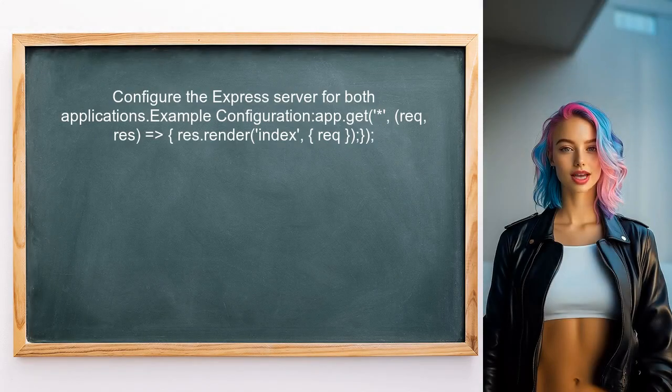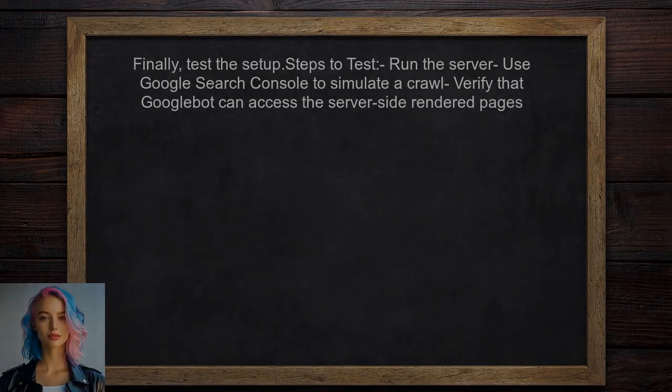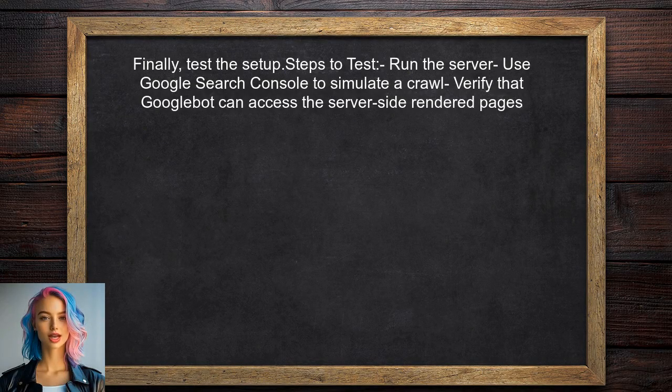Now, the user should configure their Express server to serve both the client-side and server-side rendered applications. This involves setting up routes and ensuring that the correct application is served based on the request. Finally, the user can test the setup by running the server and checking if Googlebot can access the server-side rendered pages. This can be done by using tools like Google Search Console to simulate a crawl.